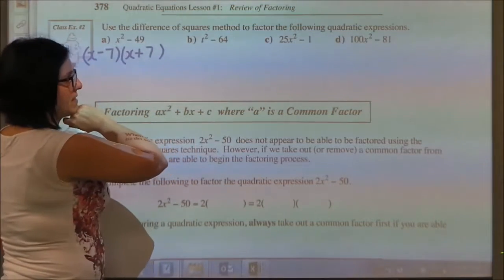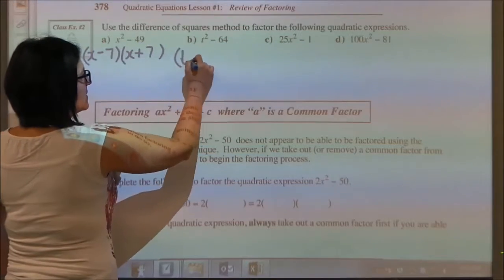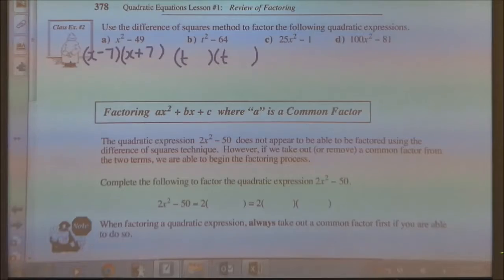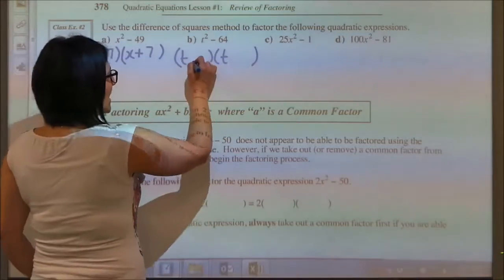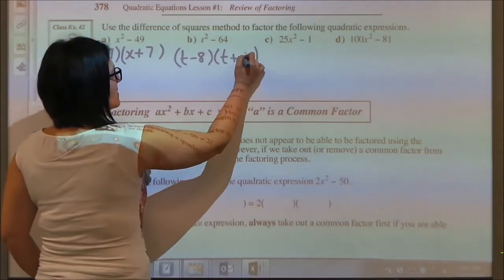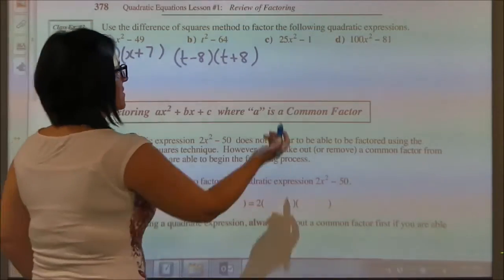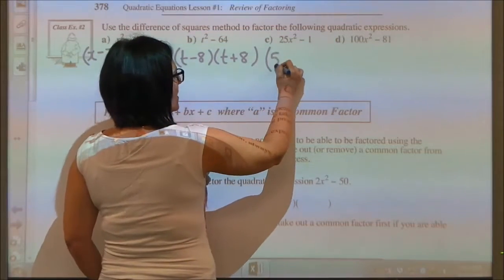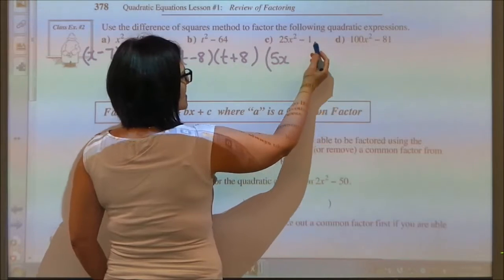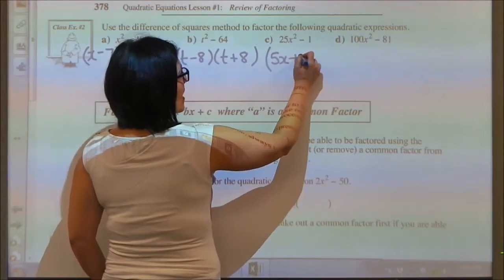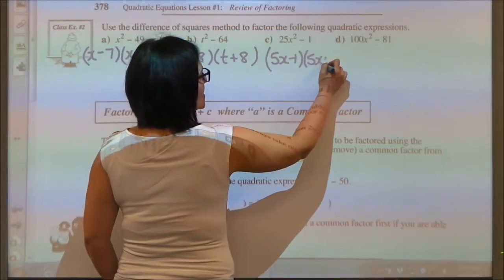t squared minus 64, again, I get t and t. The square root of 64 is 8, so I get a negative 8 and a positive 8. With c, instead of having an x squared, I have a 25x squared. It still works. The square root of 25 is 5. Square root of x squared is x. Square root of 1 is 1. So I get 5x minus 1 and 5x plus 1.